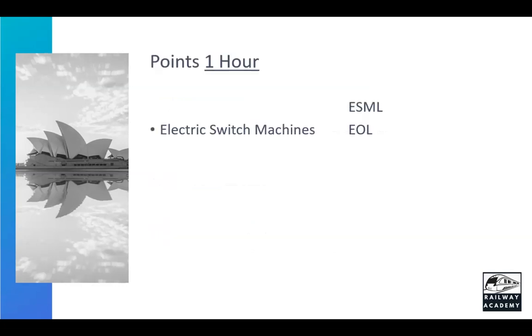Then points, I told you, ESML and UOML. ESML is like a crank handle interlocking. UOML is like a hand throw operation of the points. So for those differences and all, we can cover in 1 hour.